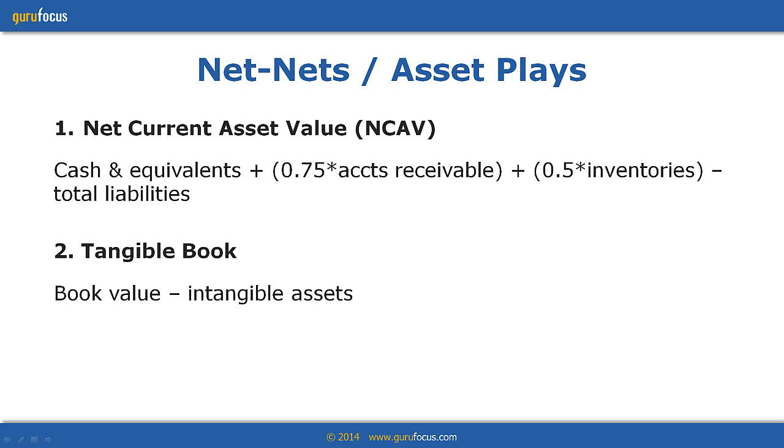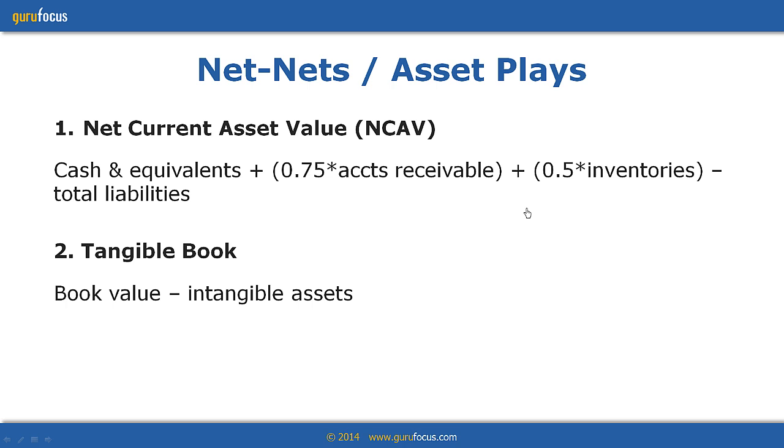Greg, yeah, this is on a per share basis. For the net current asset value, you can either do the whole company and divide by the number of shares, or you can do the cash per share plus 75% of the accounts receivable per share. But the figure we give you on the website is just a per share figure. All right, so those are the two easy ones.